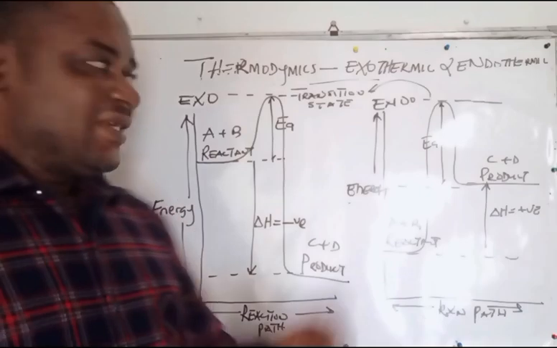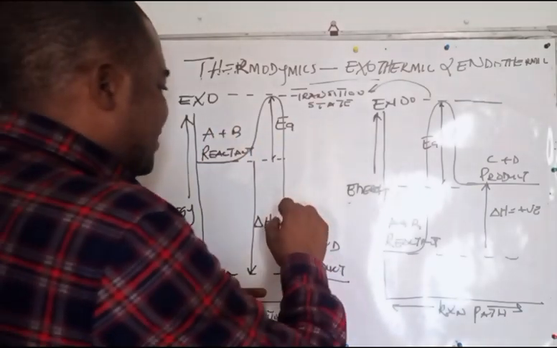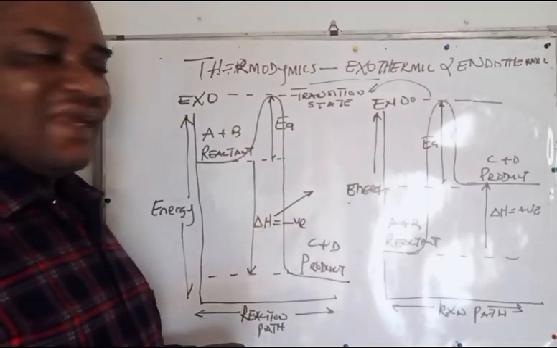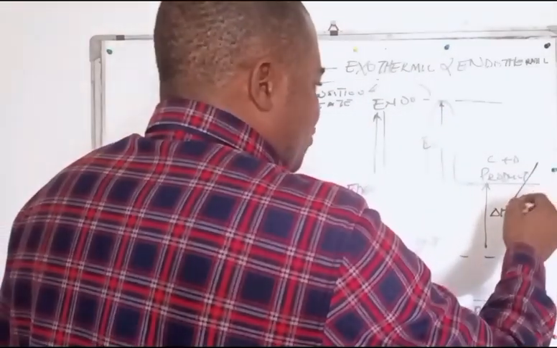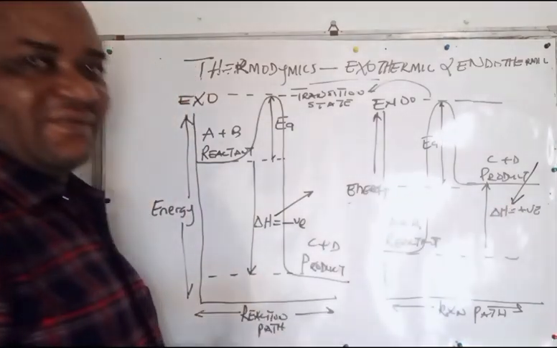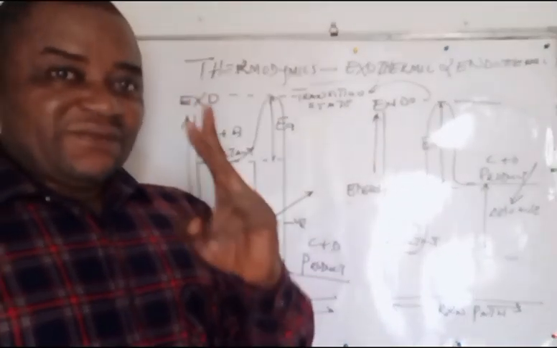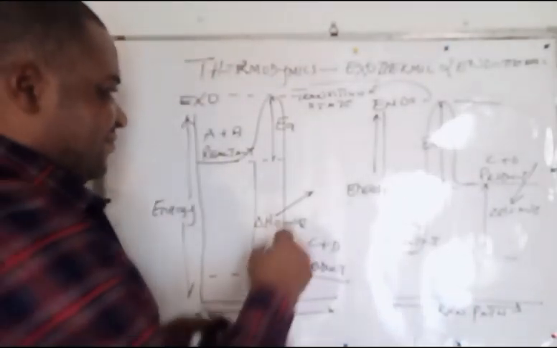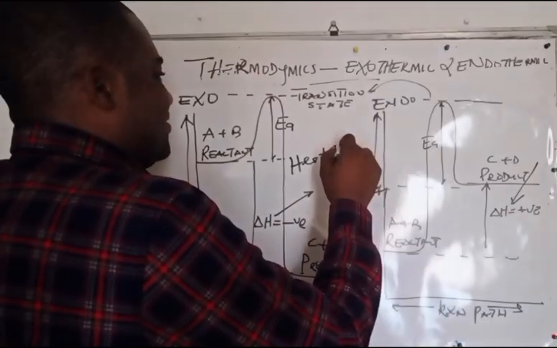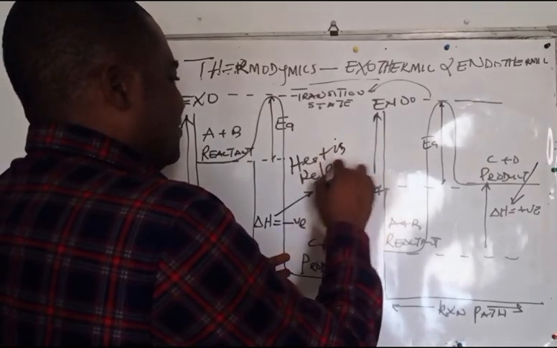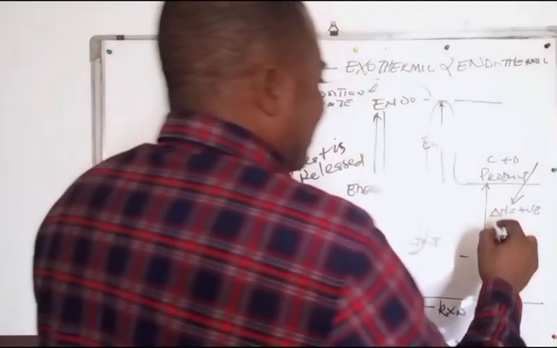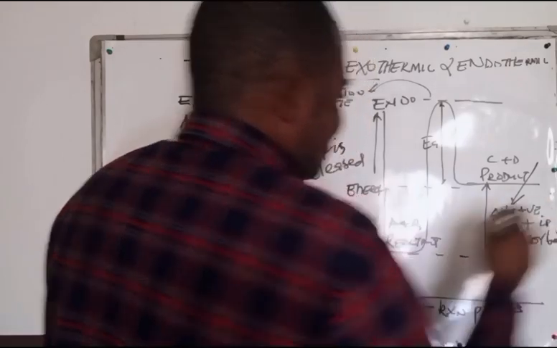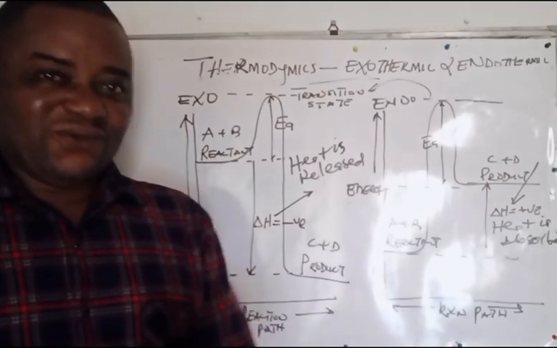Number one, exothermic reactions are always negative. Their heat changes are always negative. And that of the endothermic reaction is always what? Positive. Number one. Number two, in exothermic reaction, heat is released. In endothermic reaction, heat is absorbed. Did you see? That's number two.